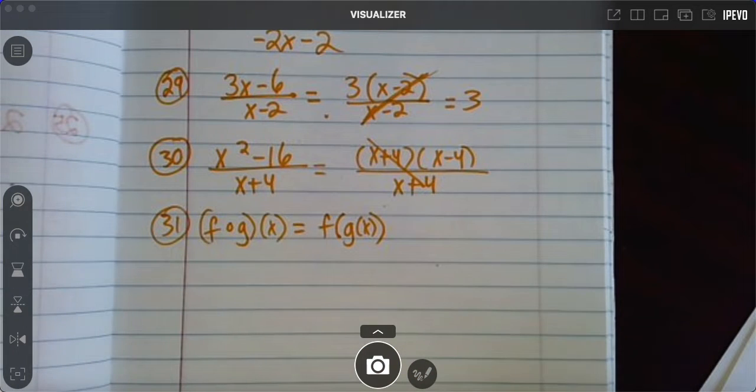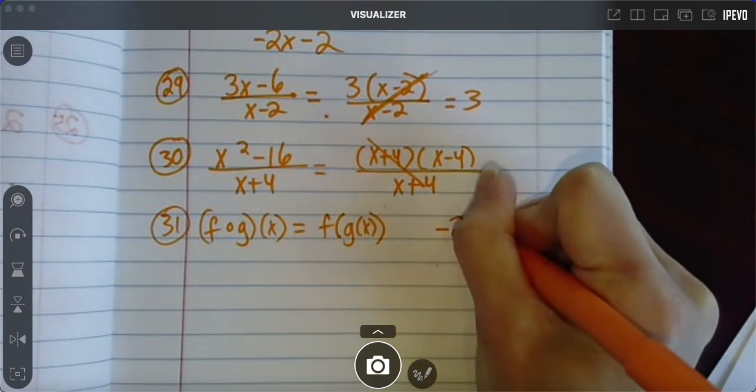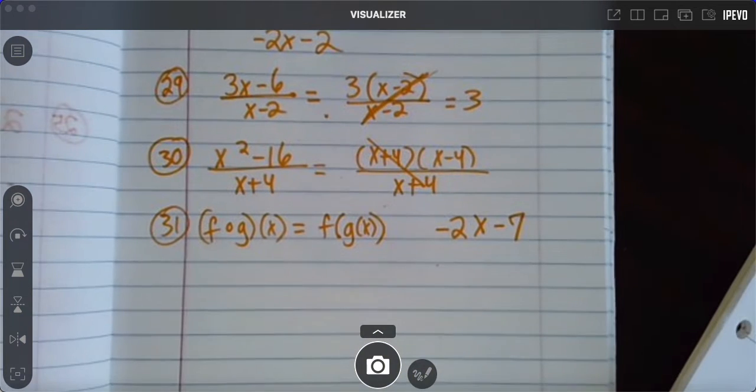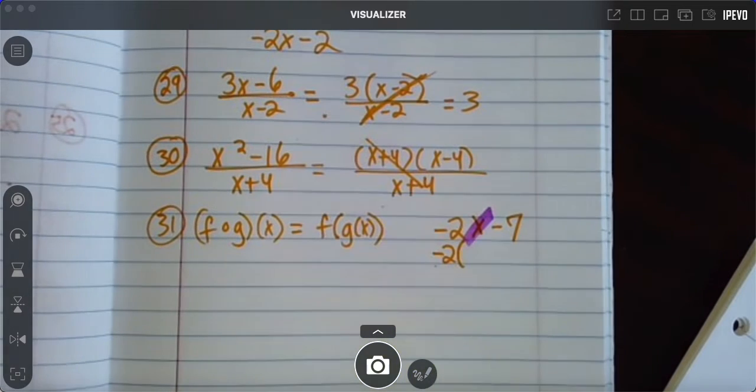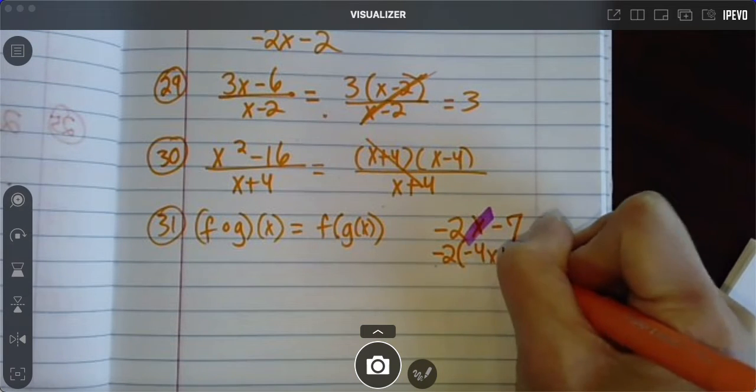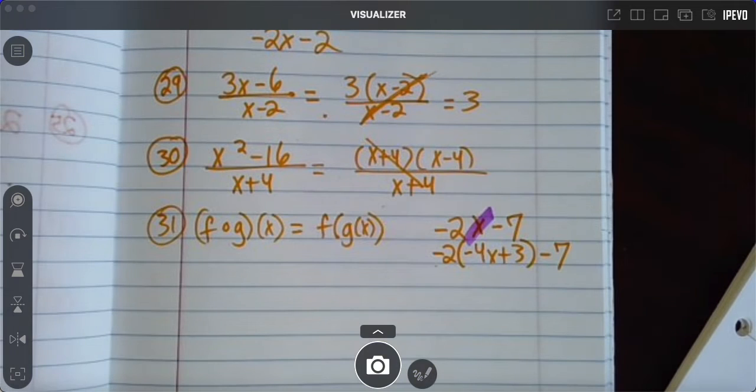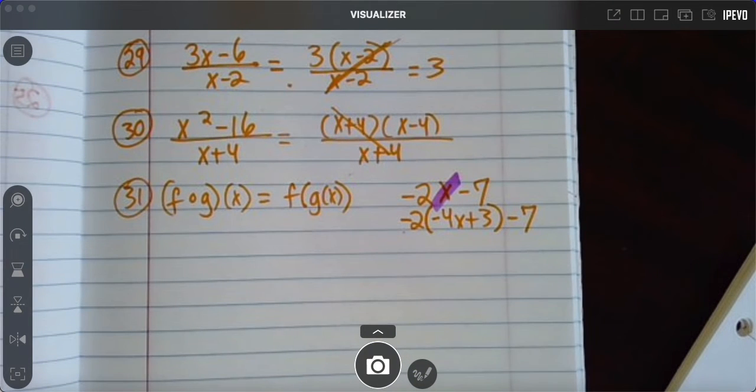So let me first write down my f function. It is negative 2x minus 7. Now, my g function, anywhere there's an x, that's where I'm going to write my g function. So negative 2 times, what's the g function on 31? It's negative 4x plus 3. That's what I plugged my g function into. So I just took my g function and plugged it into that f function. That's what composition of functions is.